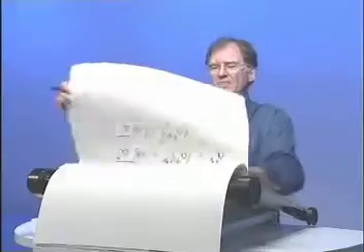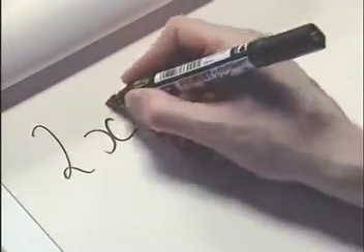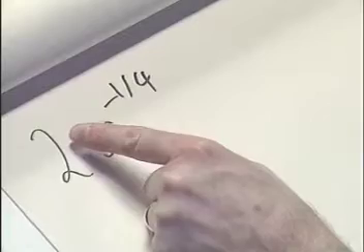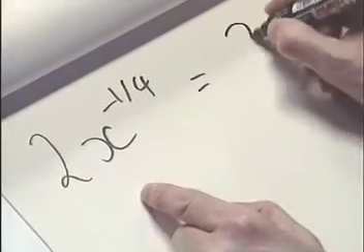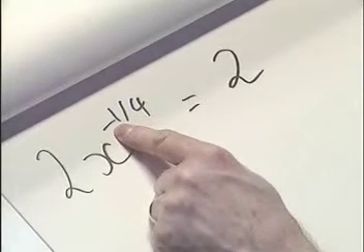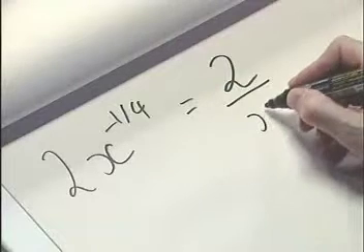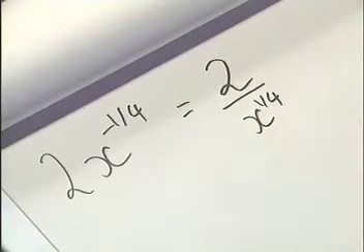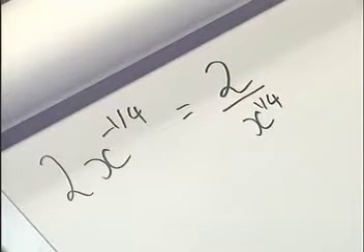Now, to conclude, let's just have a look at some very basic, simple calculations using indices. 2x to the minus a quarter. And our object here is to write it with a positive index. Well, the 2 doesn't have an index attached to it at all, so nothing happens to the 2, it just stays as it is. X to the minus a quarter. The minus sign means 1 over. Write it in the denominator. So we write it down there. So we have 2 over x to the power a quarter.